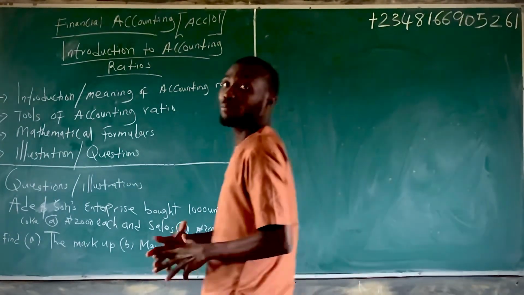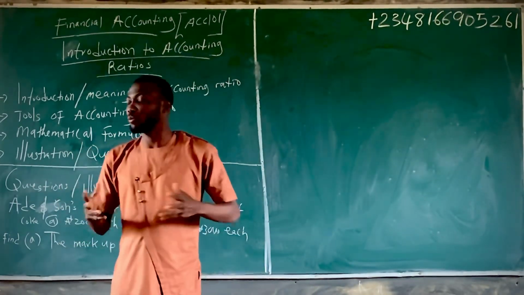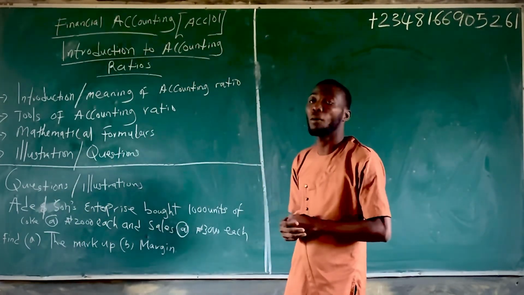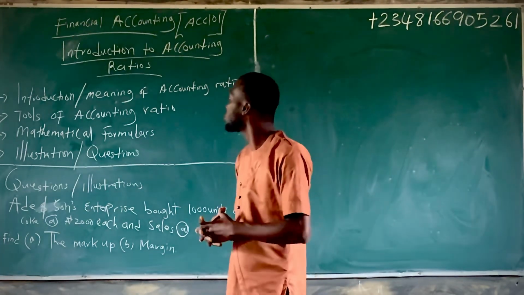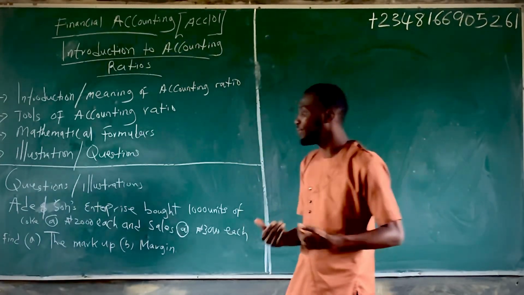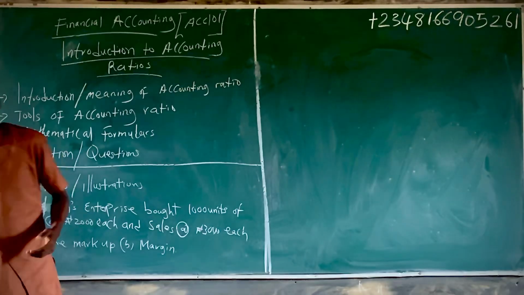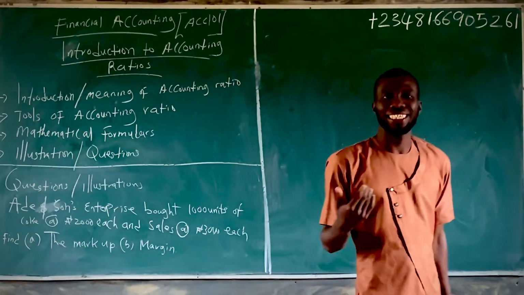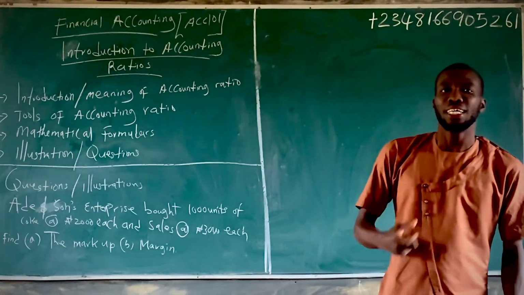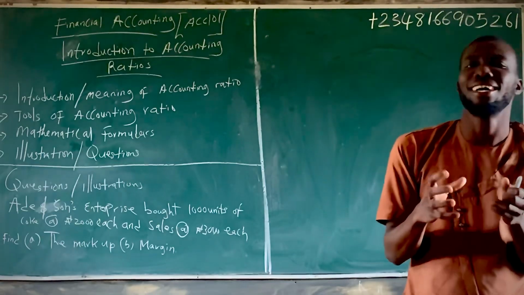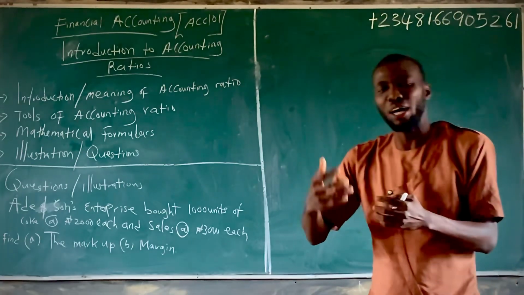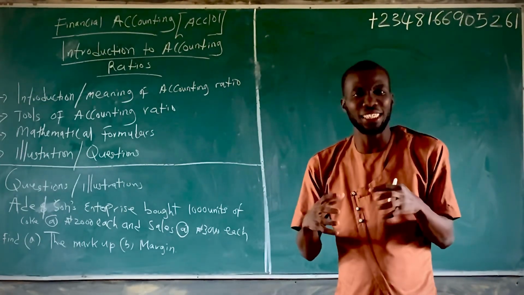Thank you. Alright, good day everyone. This class we are going to be looking at financial accounting, and the topic is introduction to accounting ratios. Some students find it difficult when studying or dealing with accounting ratios. What is the essence of these accounting ratios? Let's look at the meaning of accounting ratios. Accounting ratios are tools that are used to analyze and measure the performance of a business organization.